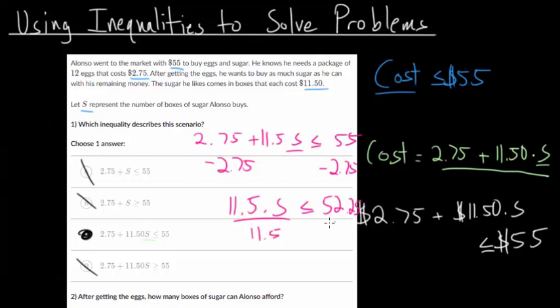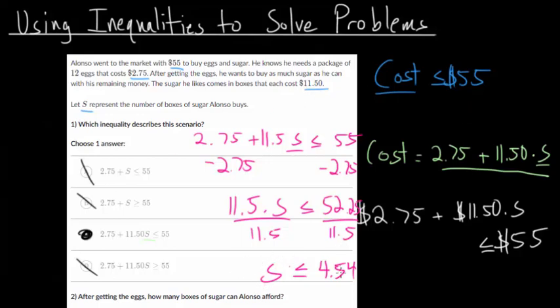And now we do division. We divide each side by 11.5. And so we get S is less than or equal to about 4.54. So it's not exactly this. The decimal goes on a little bit more, but we'll just round it there. And so S has to be less than or equal to that. So what this means is that if he buys 5 boxes of sugar, then his cost will be more than $55. But if he buys 4 boxes of sugar, his cost will be less than $55.